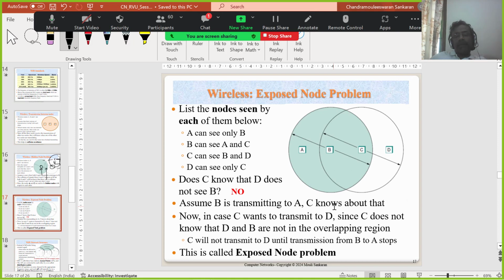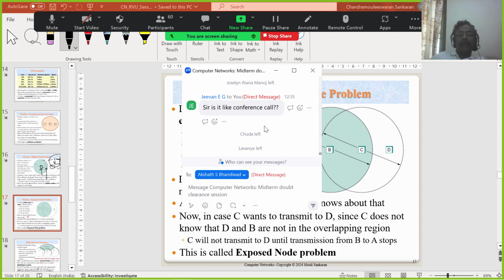This is the exposed node problem, which is a little more complex, so I don't want to communicate it right now. I don't want to load you here.